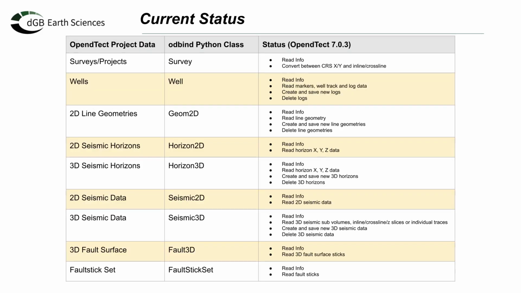The odbind Python API currently consists of 9 classes that map to the corresponding underlying data types managed by OpendTect. As of 7.03, read-write access from Python has been implemented for 4 of these data types: wells, 2D line geometries, 3D seismic horizons, and 3D seismic data. For the rest, only read access is available in the current release.